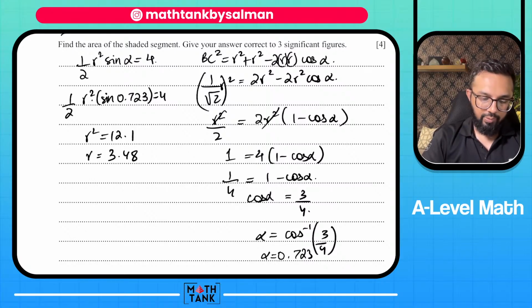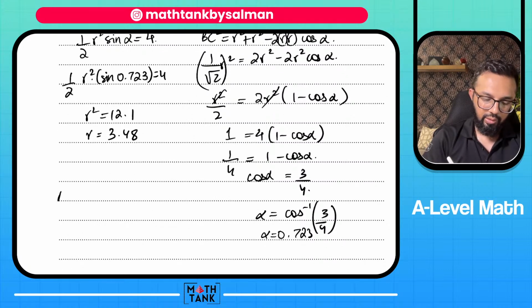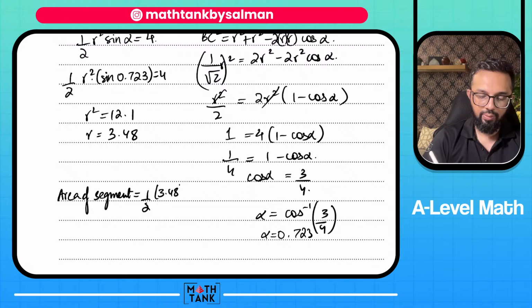Okay, R is therefore 3.48. So area of segment is area of sector, so half 3.48 squared alpha, minus the area of the triangle, which is 4.